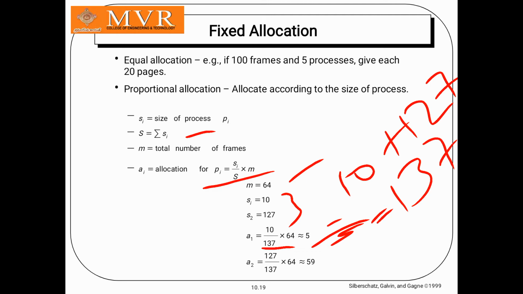Then a2 is calculated. Here Si is 127, divided by sigma S, which is the sum of the sizes of the processes taken, here 1 and 2. So 10 plus 127 is 137, into M, where M is 64. So the answer is 59. So here, fixed allocation means we calculate the allocation by using the sizes of the processes.